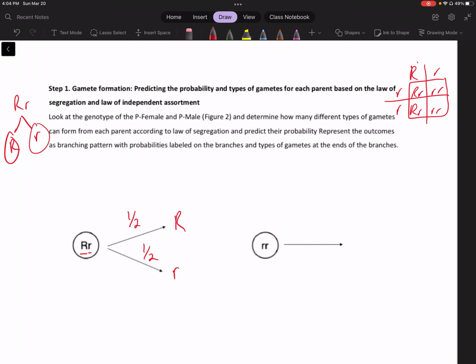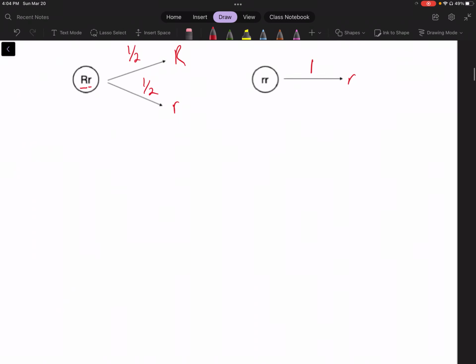Or what you guys saw here, this shows up in 2 of the 4 boxes. Lowercase r shows up in 2 of the boxes, 1/2, 2 out of 4. While dad is giving lowercase r and lowercase r, the only option we can give is lowercase r in every box, so that's 100% or just 1.